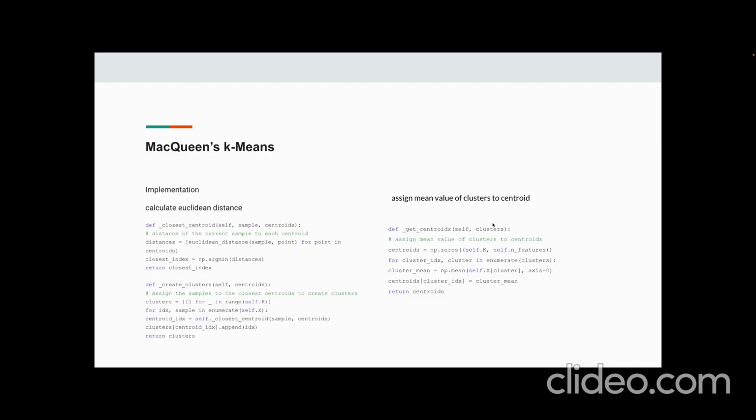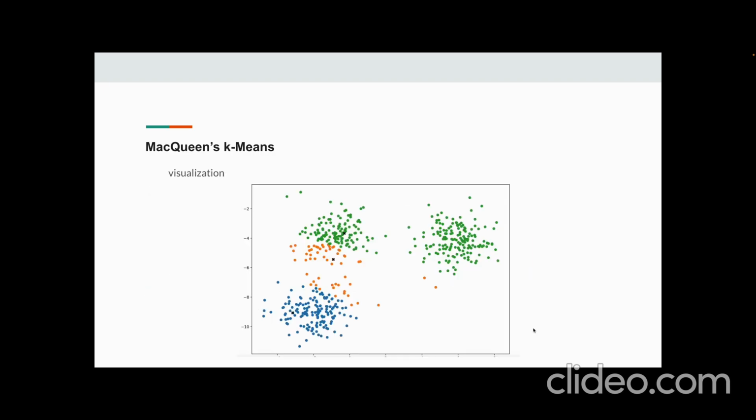And then here is the implementation for MacQueen k-means. First, we're going to find the distance between the data points and the centroids. And then we're going to assign the data points based on the distance to the closest centroids. And then lastly, here is the visualization of the result.